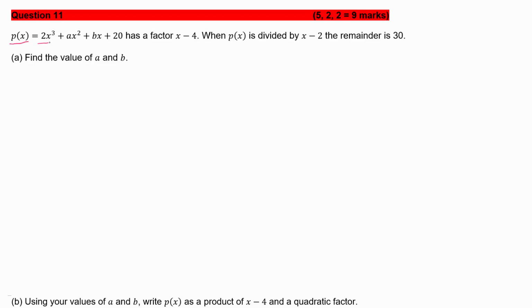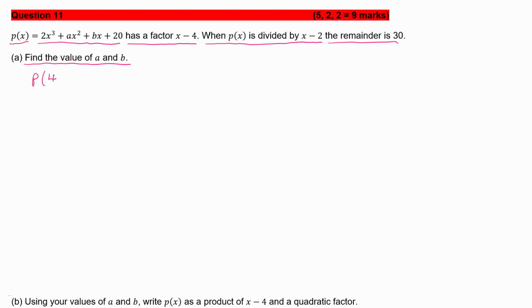P of x is 2x cubed plus ax squared plus bx plus 20 and has a factor of x minus 4. When it's divided by x minus 2, the remainder is 30. Find the value of a and b. So let's deal with the factor of x minus 4 first.